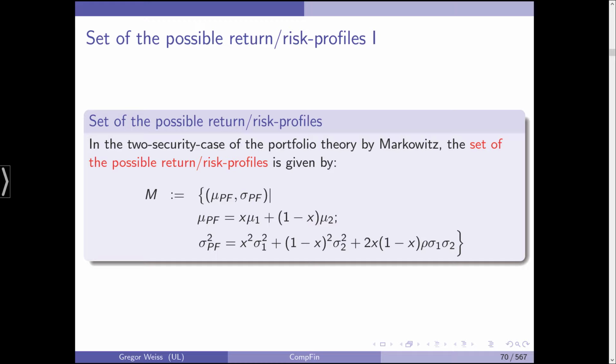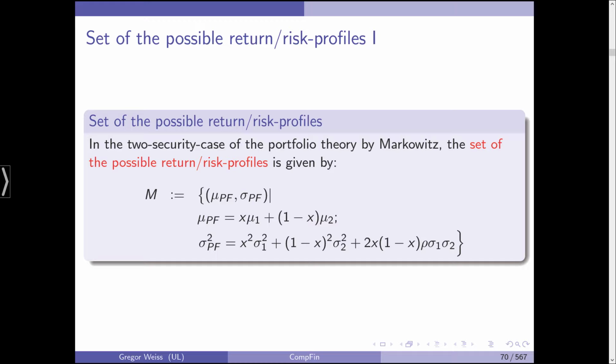We mentioned in the last video that in the two security case, we only have one weight because we exclude short selling, borrowing and lending. So in this case, it's quite simple that if we put 30% in stock 1, then 70% have to go into stock 2. So the expected value is quite simple.